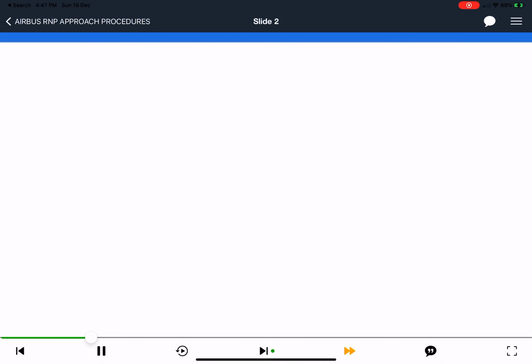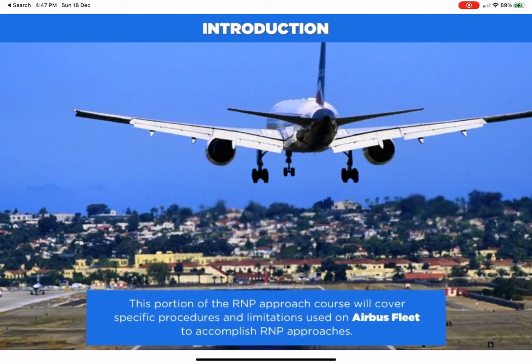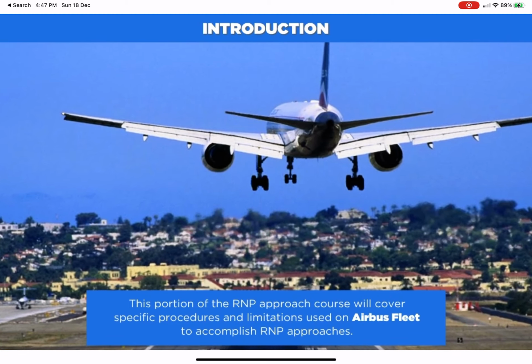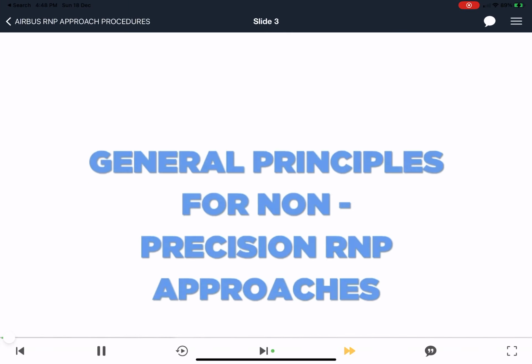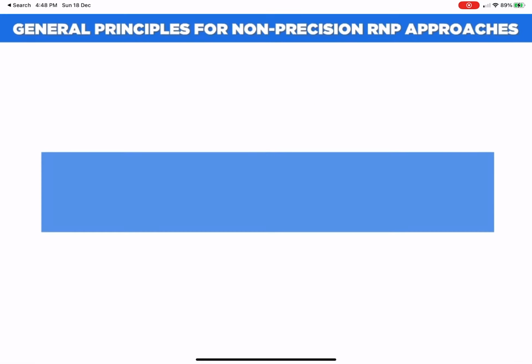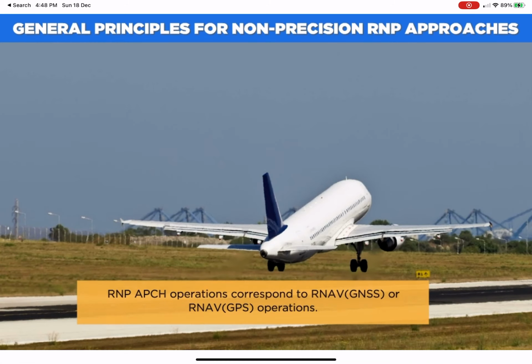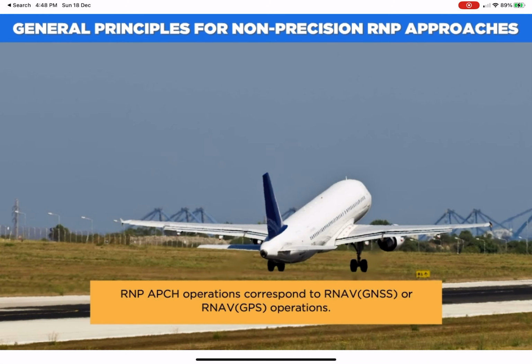Introduction. This portion of the RNP approach course will cover specific procedures and limitations used on the Airbus fleet to accomplish RNP approaches. General principles for non-precision RNP approaches. There are three types of non-precision approaches authorized: RNAV (GPS), RNAV (GNSS), VOR, NDB. RNP approach operations correspond to RNAV (GNSS) or RNAV (GPS) operations.